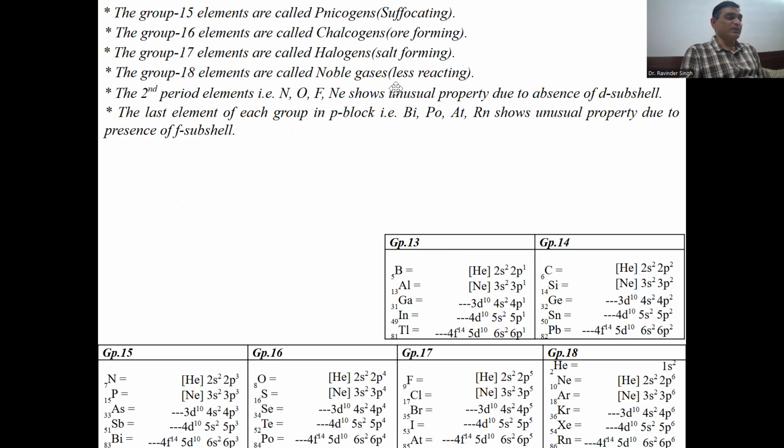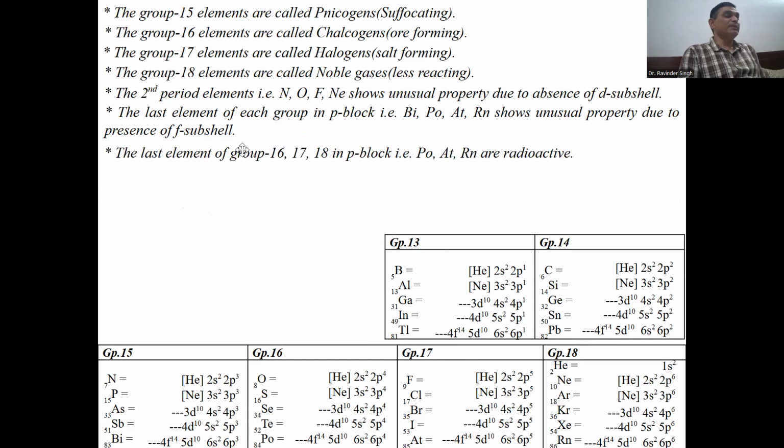In group number 15, that is bismuth here. Group number 16 polonium, 17 astatine, 18 radon. They show unusual properties due to the presence of F subshell. You can see there is the F subshell here. In group number 13, thallium, the 4f is fulfilled. In group 14, lead, 4f is fulfilled. Due to the presence of 4f14 in the last elements of these groups, group number 13 to 18, they show unusual properties. What type of properties, we will discuss later on.